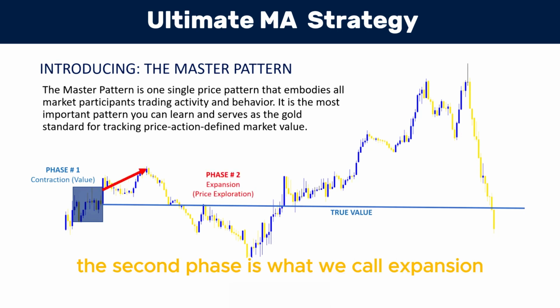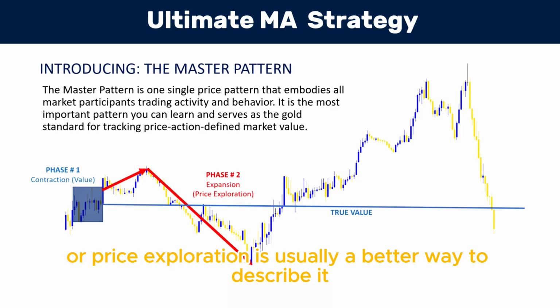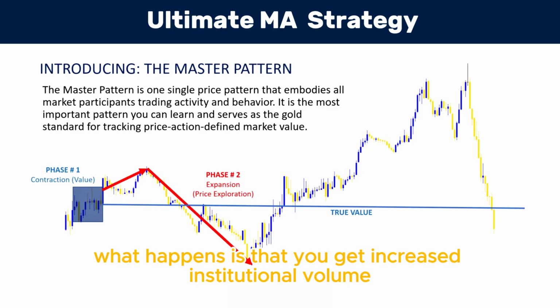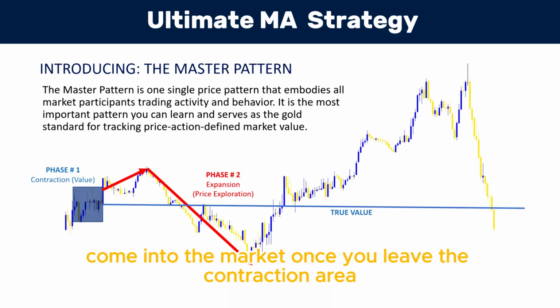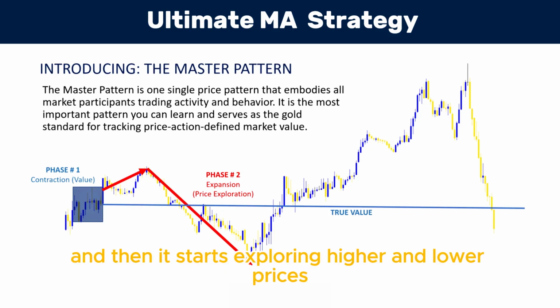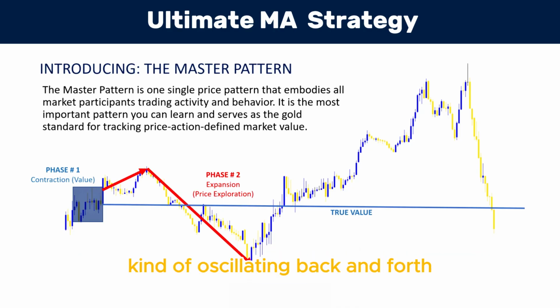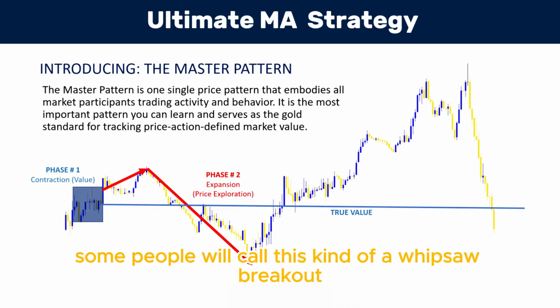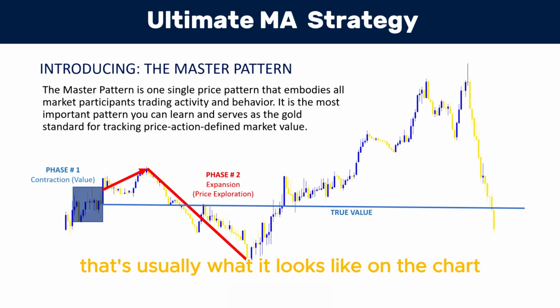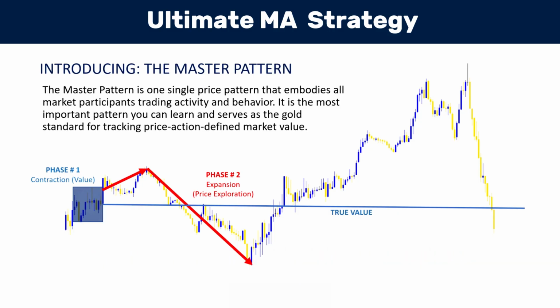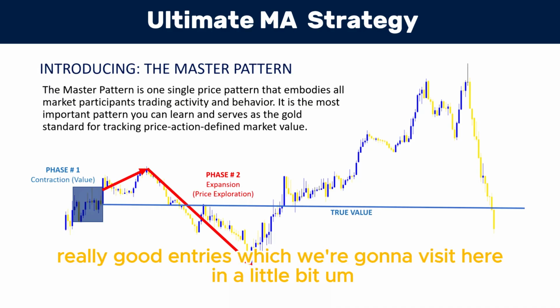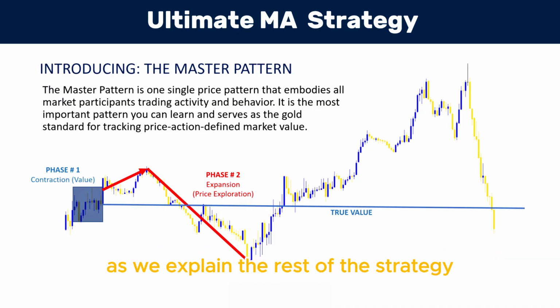The second phase is what we call expansion, or price exploration is usually a better way to describe it. What happens is that you get increased institutional volume come into the market once you leave the contraction area, and then it starts exploring higher and lower prices, kind of oscillating back and forth. Some people call this kind of a whipsaw breakout. That's usually what it looks like on the chart. You'll find in this phase is where you find the really, really good entries, which we're going to visit here in a little bit as we explain the rest of the strategy.